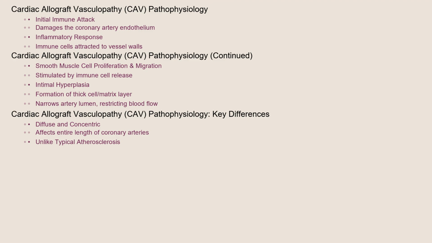The initial immune attack damages the endothelium, the inner lining of the coronary arteries. This damage prompts an inflammatory response, attracting immune cells to the vessel walls. These immune cells release substances that stimulate smooth muscle cell proliferation and migration. This leads to the formation of a thick layer of cells and extracellular matrix within the artery wall, a process known as intimal hyperplasia. Over time, this intimal hyperplasia narrows the artery lumen, restricting blood flow to the heart muscle.